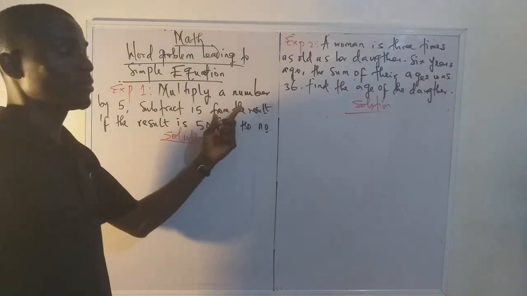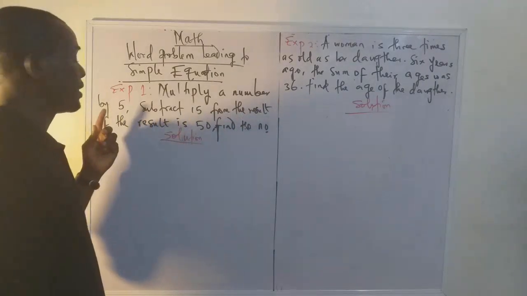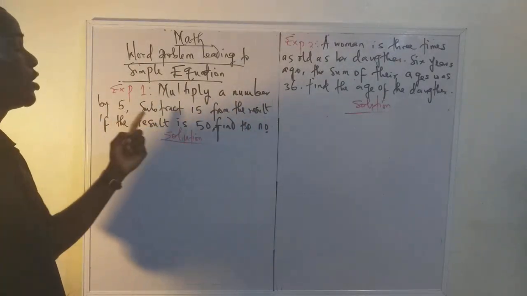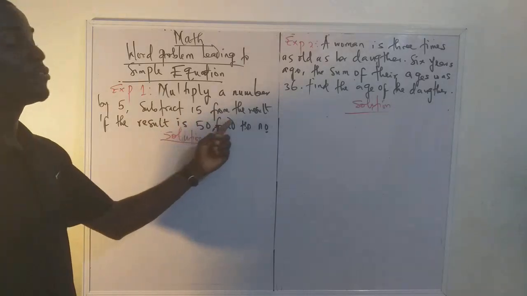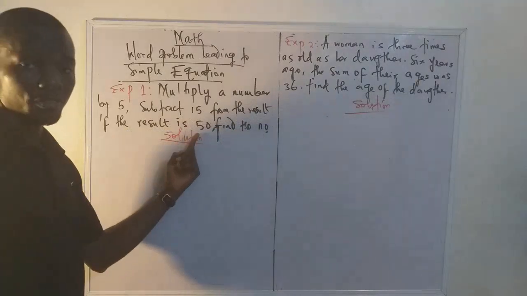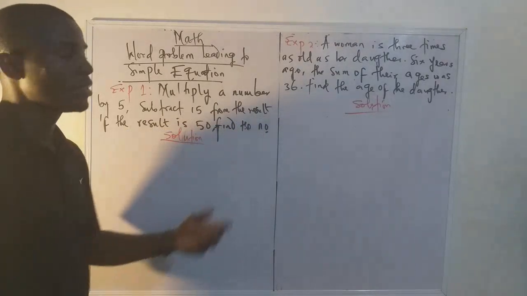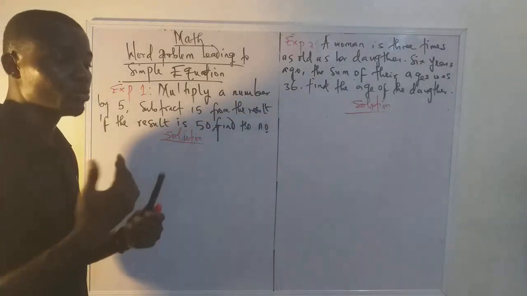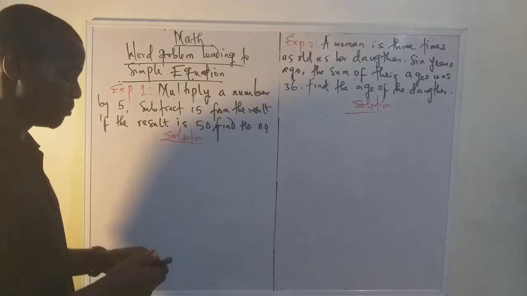Multiply a number by 5. Subtract 15 from the result. If the result is 50, find the number. So what we want to do here is to break this question down bit by bit.